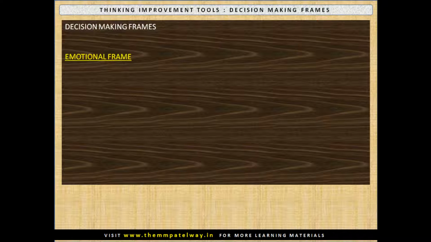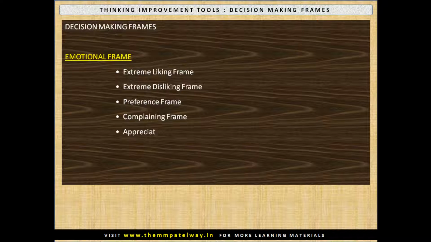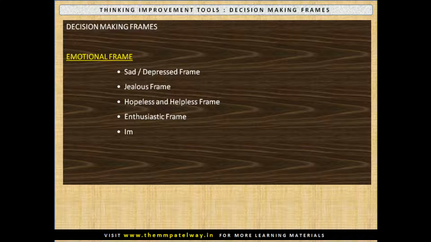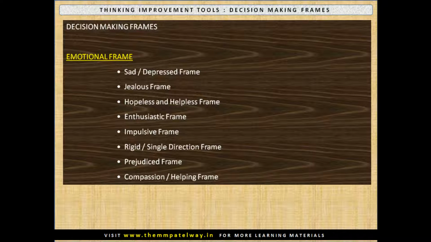Emotional frame. Extreme liking, extreme disliking, preference, complaining, appreciating, anger or criticizing, hate, killing, avoiding, competing, sad, depression, jealous, hopeless and helpless, enthusiastic, impulsive, rigid or single direction, prejudiced and compassion or helping frames.